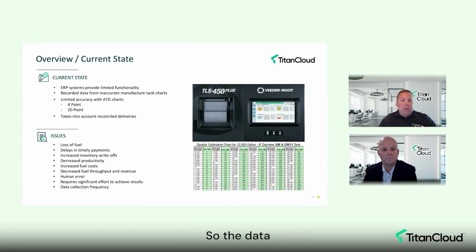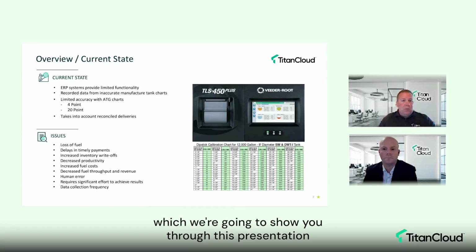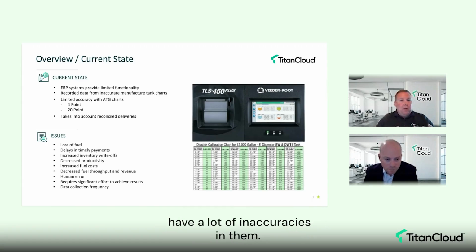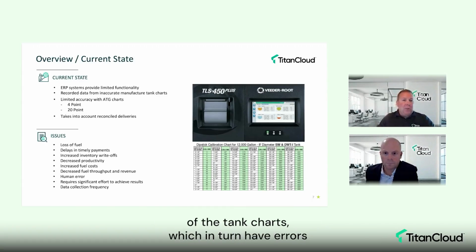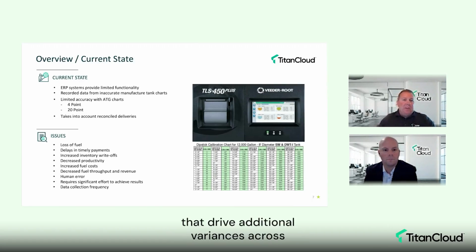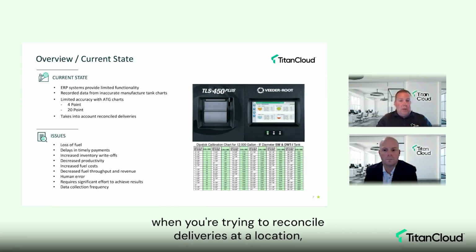So the data that's fed into these ERP systems is coming from tank charts, which we're going to show you through this presentation have a lot of inaccuracies in them. And then they're coming from gauges, which are fed off of the tank charts, which in turn have errors that are baked in, right? That drive additional variances across your location. So these items show up in a number of different formats, as well as the delivery. When you're trying to reconcile deliveries at a location, those contribute as well, right?